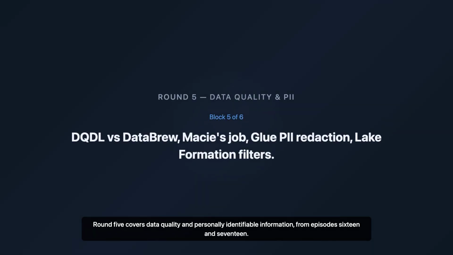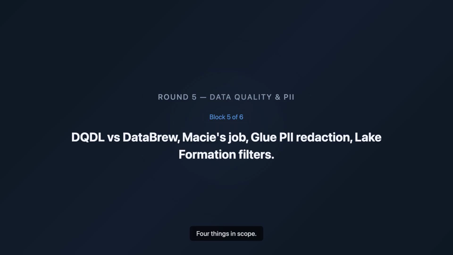Round 5 covers data quality and personally identifiable information from episodes 16 and 17. 4 things in scope. The boundary between DataBrew and Glue Data Quality, what Macie actually does, the Glue PII transform that does the actual redaction, and Lake Formation row filters for multi-region teams.